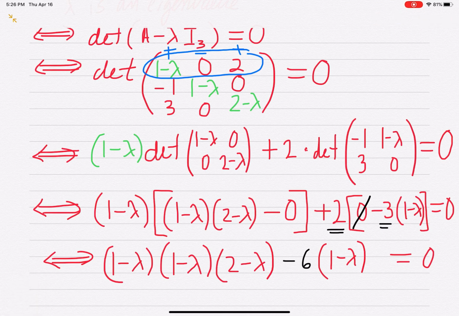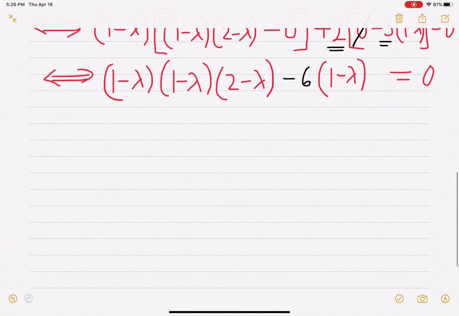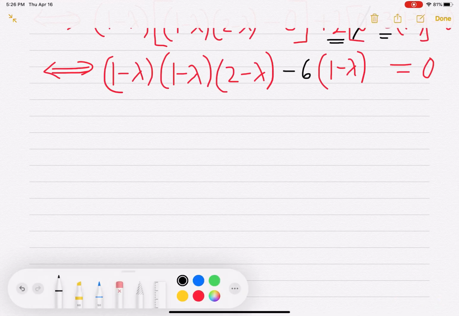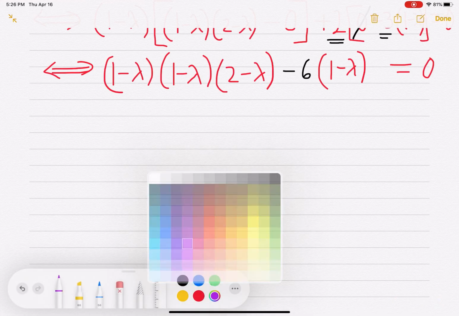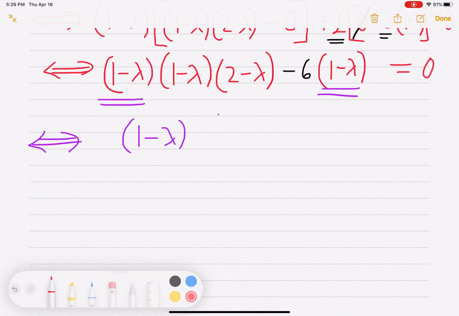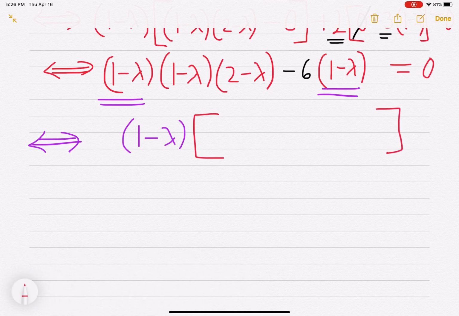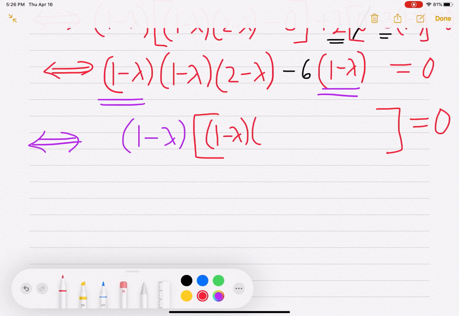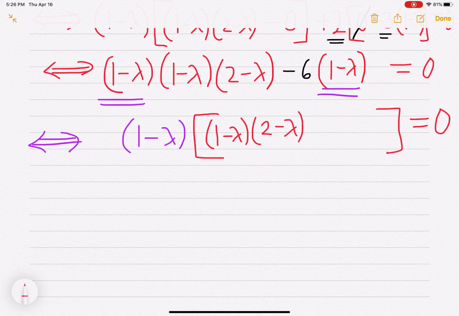All right, so what do we have? Well, it looks like we have something we can factor out here. We have a 1 minus lambda in common. So this is equivalent to factoring a 1 minus lambda out in common. This leaves me with, in a big bracket, all equal to 0, don't forget, what do we have left? 1 minus lambda, 2 minus lambda. That's not a 2, is it? It's a negative 2. 2 minus lambda, and then a minus 6.